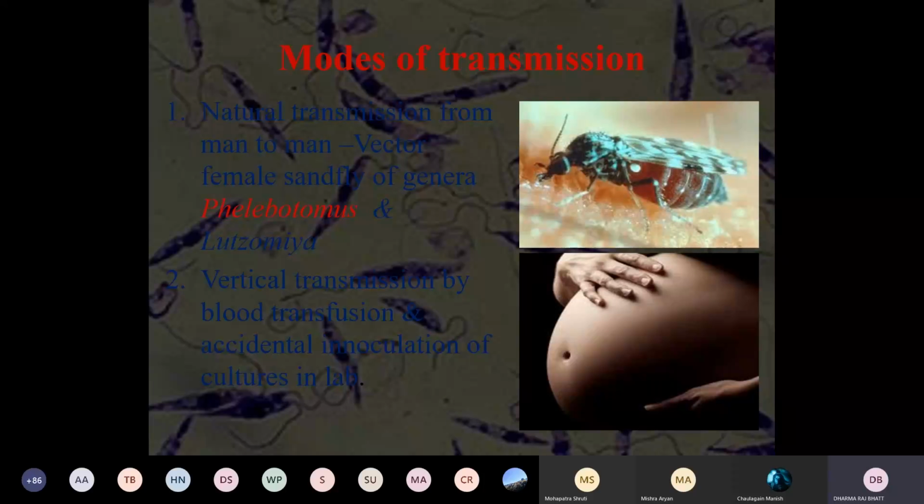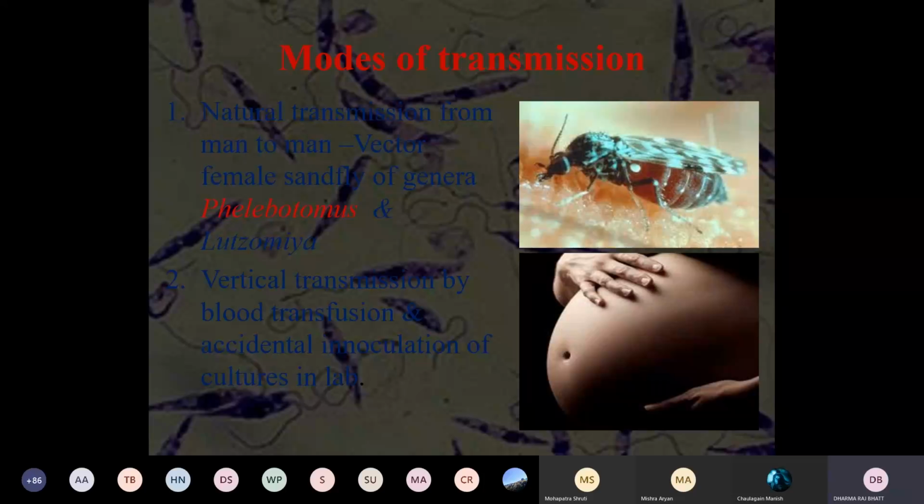It's something like malaria only, right? Vector-borne transmission, only the vector is different. Phlebotomus argentipes. And Lutzomyia is another genus of sandfly which is responsible for transmission of Leishmania, but not so common in our country. So this female sandfly of these particular genera requires a blood meal before laying eggs for reproduction.